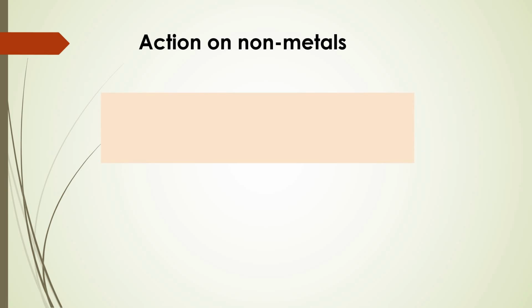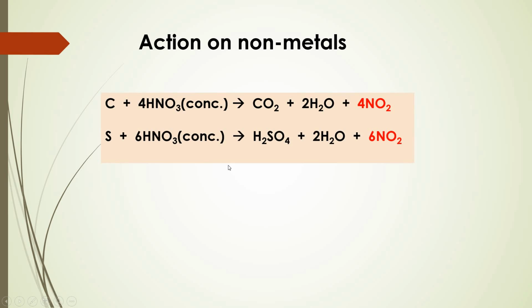So let us try to understand the action of nitric acid on non-metals first, and according to your reduced syllabus you have to study the action of nitric acid on carbon and sulfur. When concentrated nitric acid reacts with carbon, carbon gets oxidized to carbon dioxide, along with water and the production of nitrogen dioxide gas. Why? Because we are using concentrated nitric acid. In the same way, when we treat concentrated nitric acid with sulfur, sulfur gets oxidized to sulfuric acid along with the production of water and liberation of nitrogen dioxide gas. Here again the gas is nitrogen dioxide, because we are using concentrated acid.